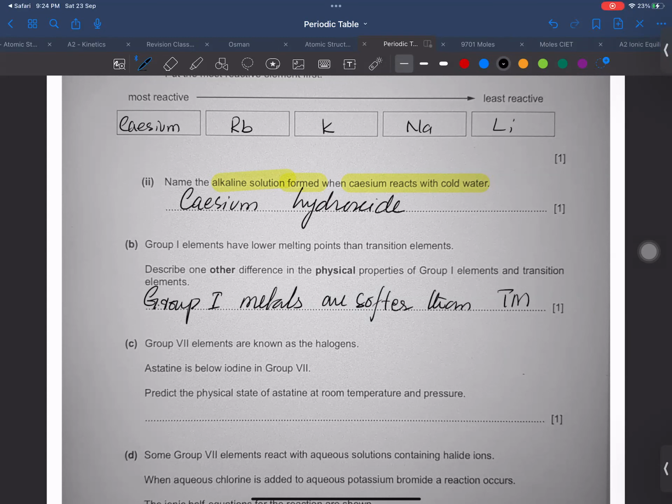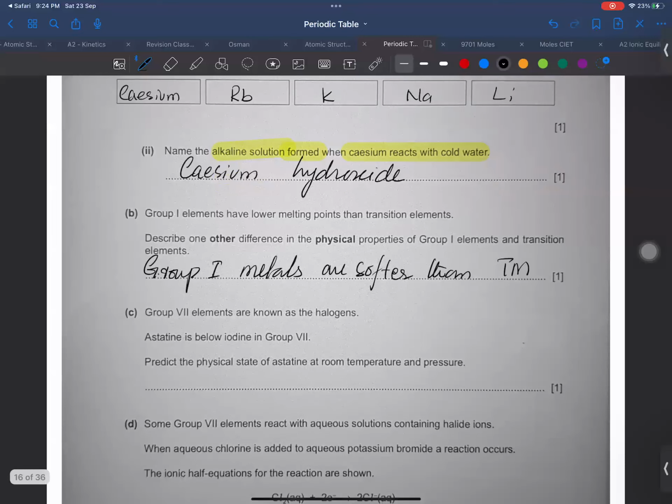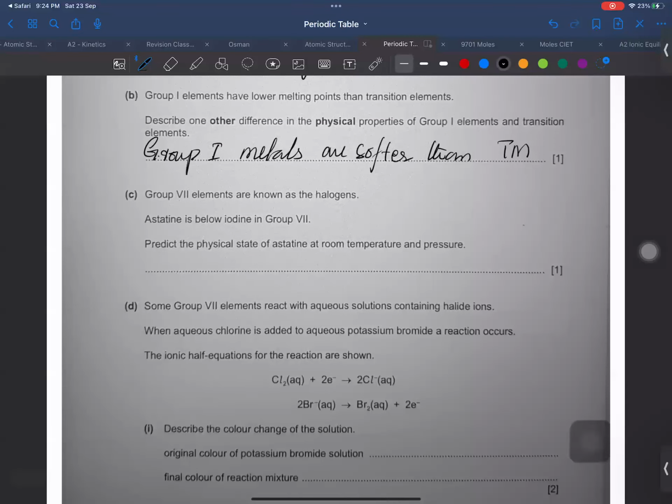Yes. Then we have C part, and this part is about halogens. You can see this group 7 elements are known as halogen salt producers. Astatine is below iodine in group 7. You just need to predict, right? Predict the physical state, solid, liquid, or gas of astatine at room temperature. So we all know that this is fluorine, which is gaseous. Chlorine must be gaseous. Bromine must be liquid. Iodine must be solid. So what about astatine? You can see this when we are moving down the group, the state is changing from gas to liquid, liquid to solid. So it must be solid. Solid. Right, bacho?